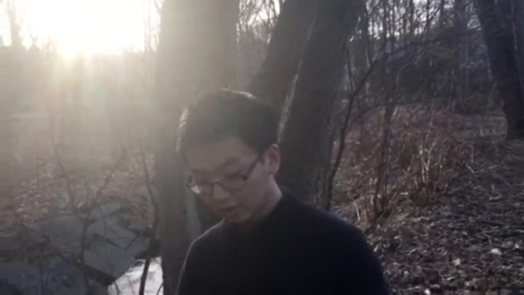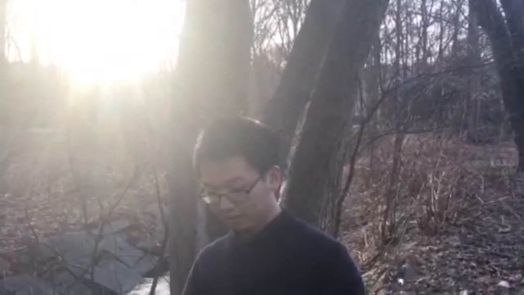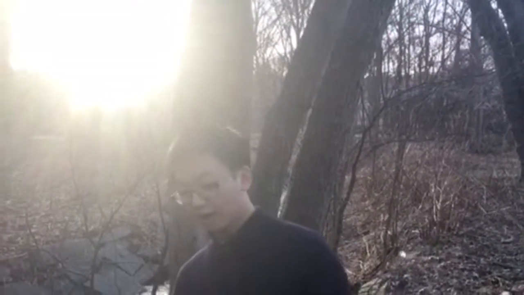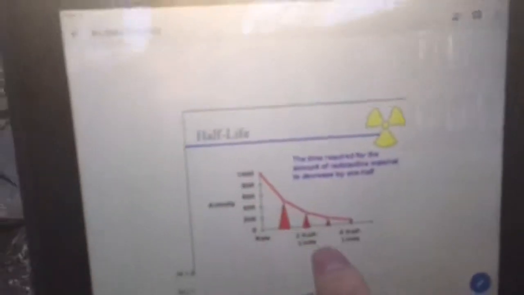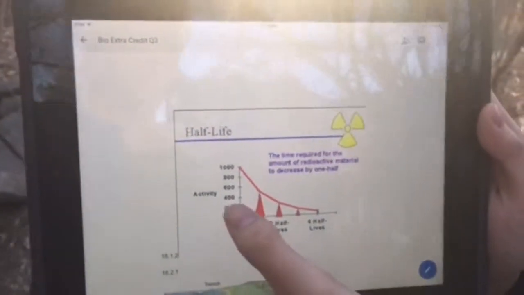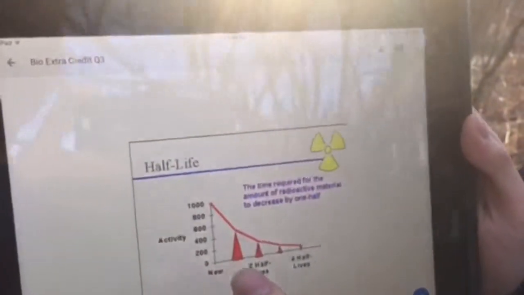For fossils older than 60,000 years, we can use other radioisotopes, such as uranium and potassium. Here is also a diagram on half-life, and it just shows how each radioisotope decays across time.